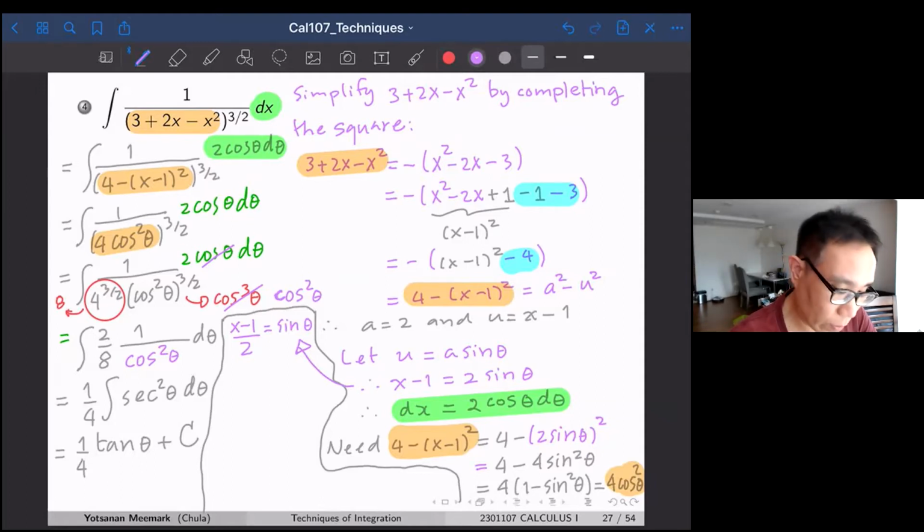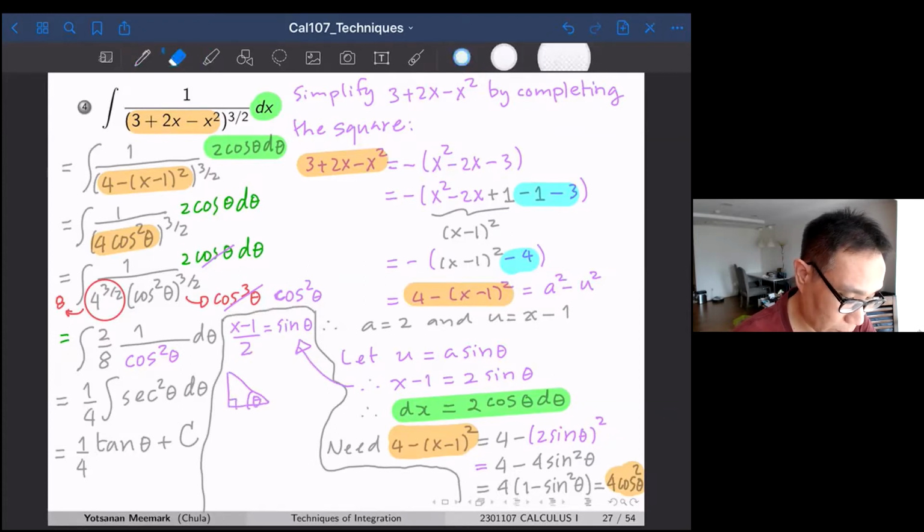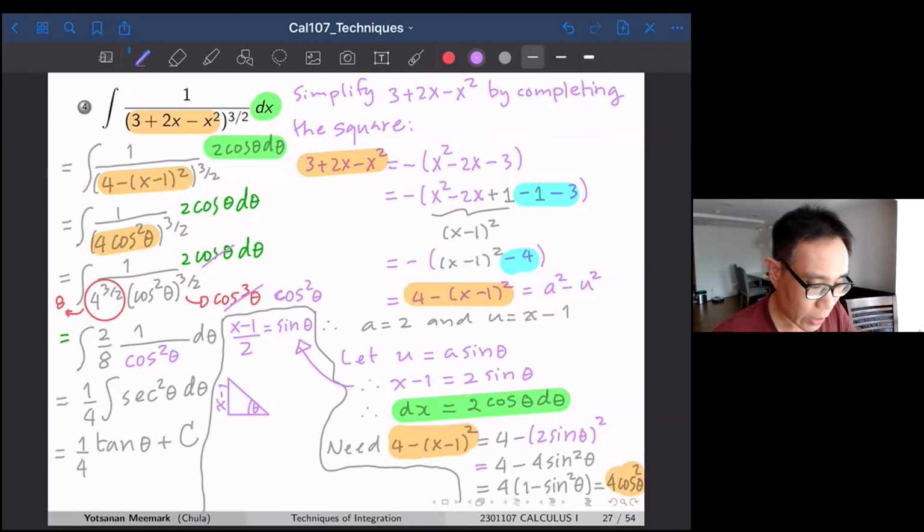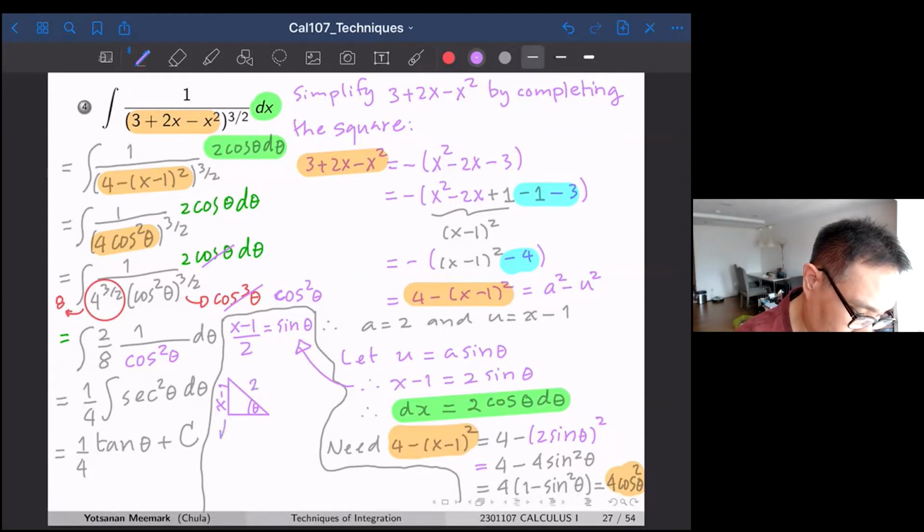So sine theta is opposite over hypotenuse. So you're going to draw a right triangle and you have theta. So x minus 1, which is opposite. And you have hypotenuse equal to 2. And the bottom guy is the adjacent. So it's going to be square root 4 minus x minus 1 square.